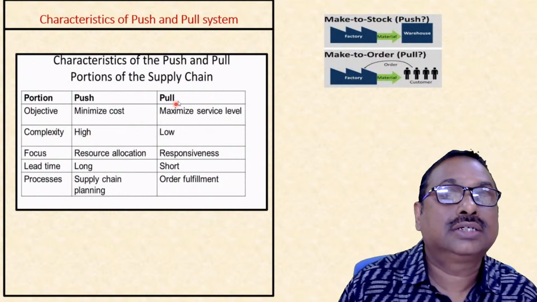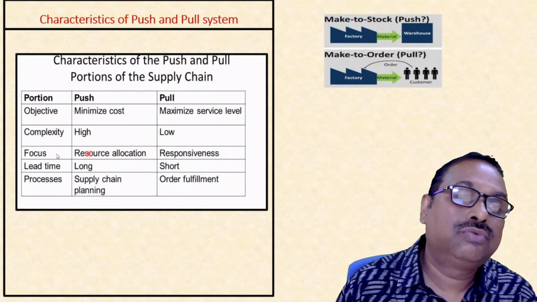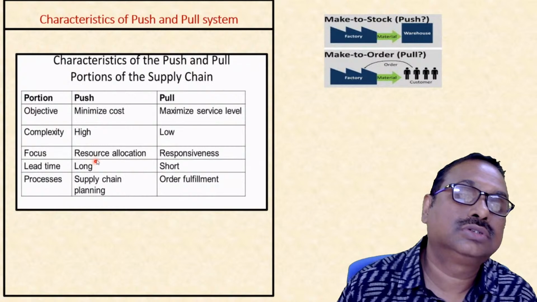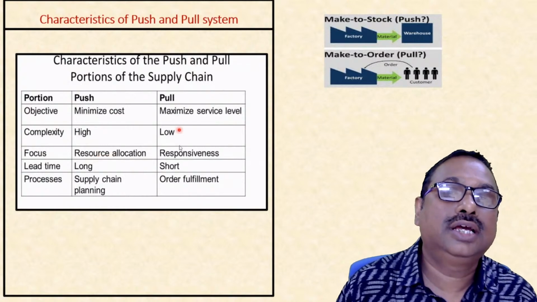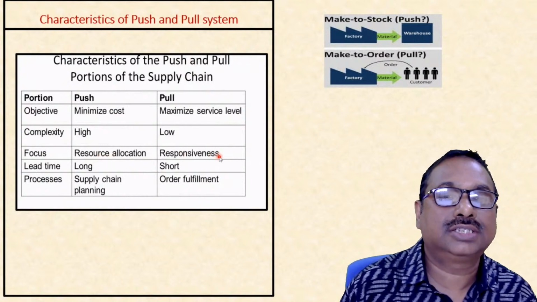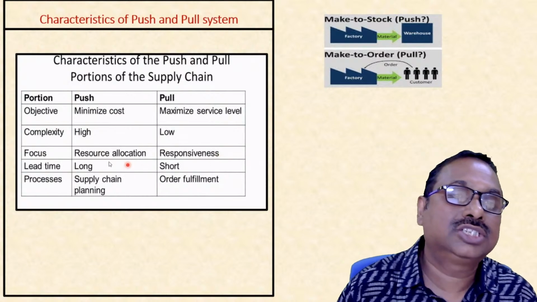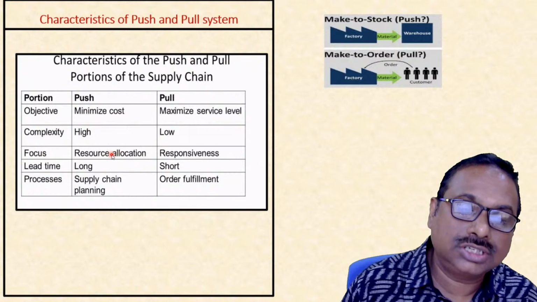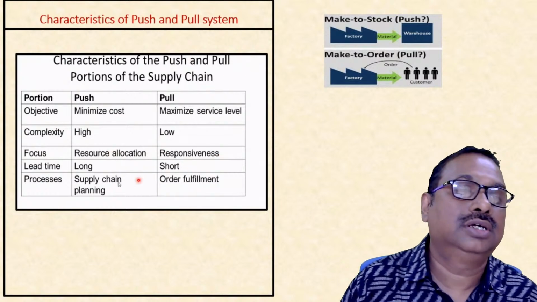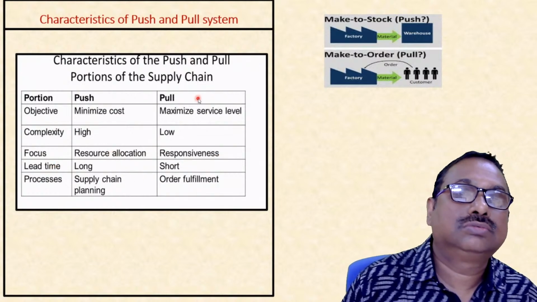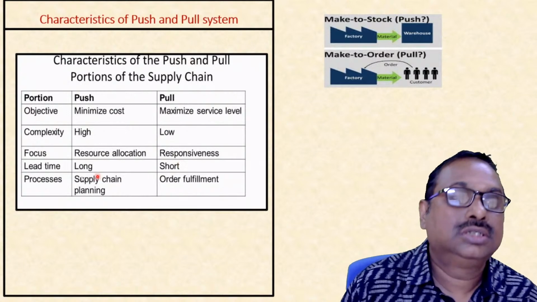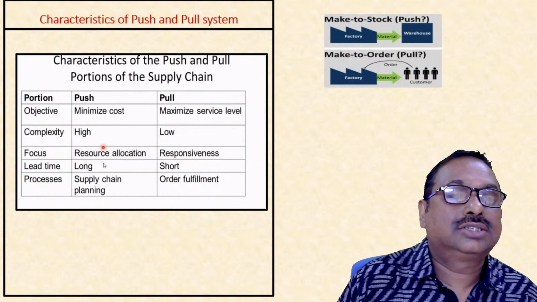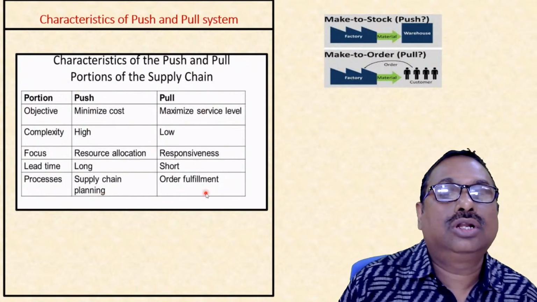Complexity in push is high, complexity in pull is low. The focus in push is resource allocation, and here it is responsiveness. Responsiveness means time. So this is cost, this is time. We are reducing cost here, and we want to reduce time. Lead time, as we know, for pull should be short, and for push it is long. Processes are supply chain planning here, and order fulfillment here.